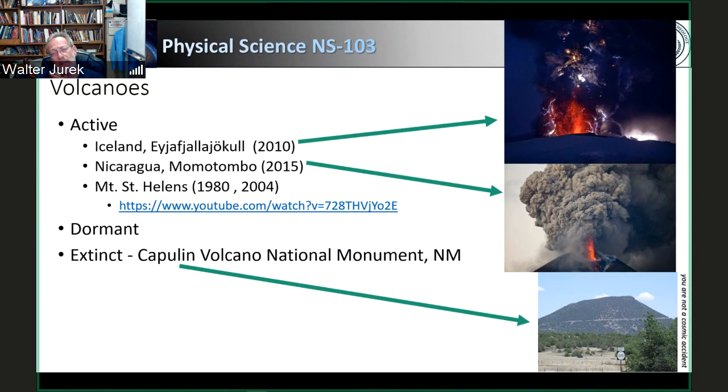But not all of them are active. Some are dormant, some are extinct. This picture at the bottom right is a picture of what's known as Capulin Mountain. It's actually in northeast New Mexico, and I've actually been to this one and been up in it.